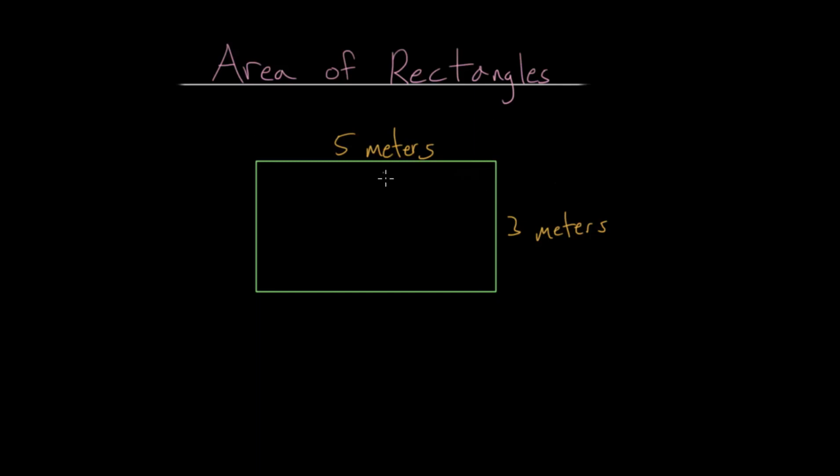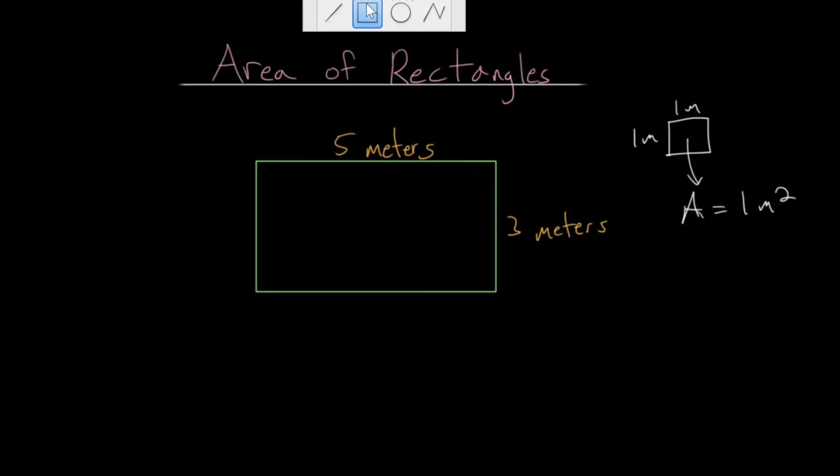So remember, the strategy is that we're trying to figure out how many unit squares we can fit inside of our bigger rectangle. So remember, a unit square, in this case we're dealing with meters, so we would have a 1 meter by 1 meter little box, or a 1 meter by 1 meter square. And the area of a unit square would just be 1 square meter. So we're trying to figure out how many of these can fit inside of our bigger rectangle.